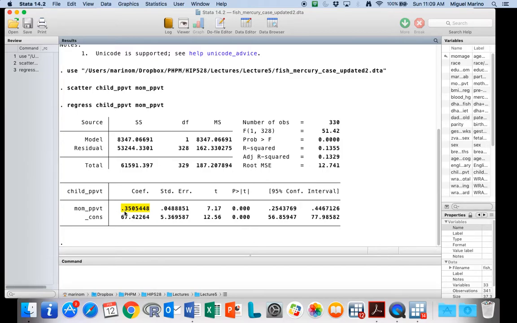This is saying that for every 1 unit increase in mom score, the average child score goes up by 0.35. And this is statistically significant, and we can talk about other things in a bit, but first I wanted to stop here and show you a nice little way to visualize this.